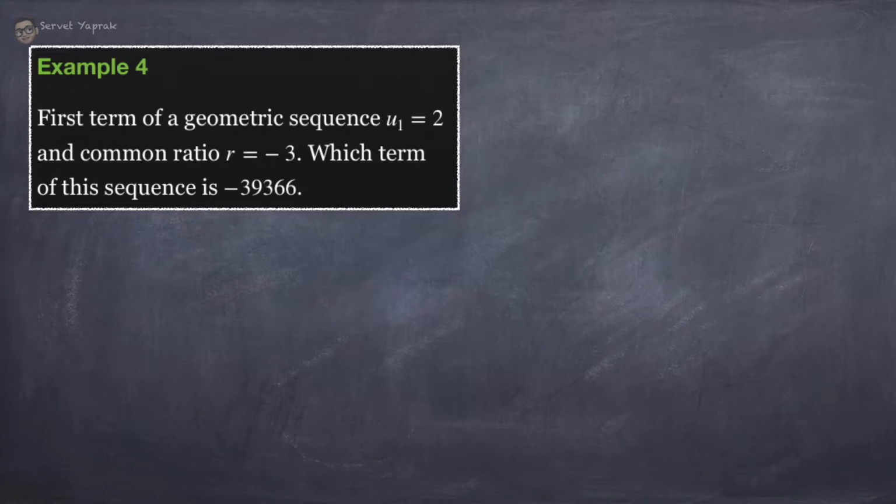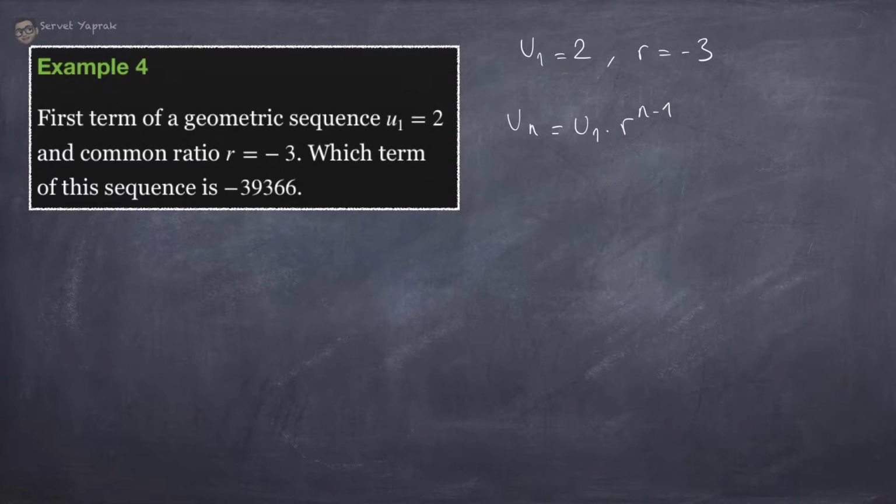Example, the first term of a geometric sequence u1 equals 2 and the common ratio r equals negative 3. Which term of this sequence is negative 39,366? So this is a big number. In this question, we need to use the calculator. So the first term is given as 2 and the common ratio is given as negative 3.